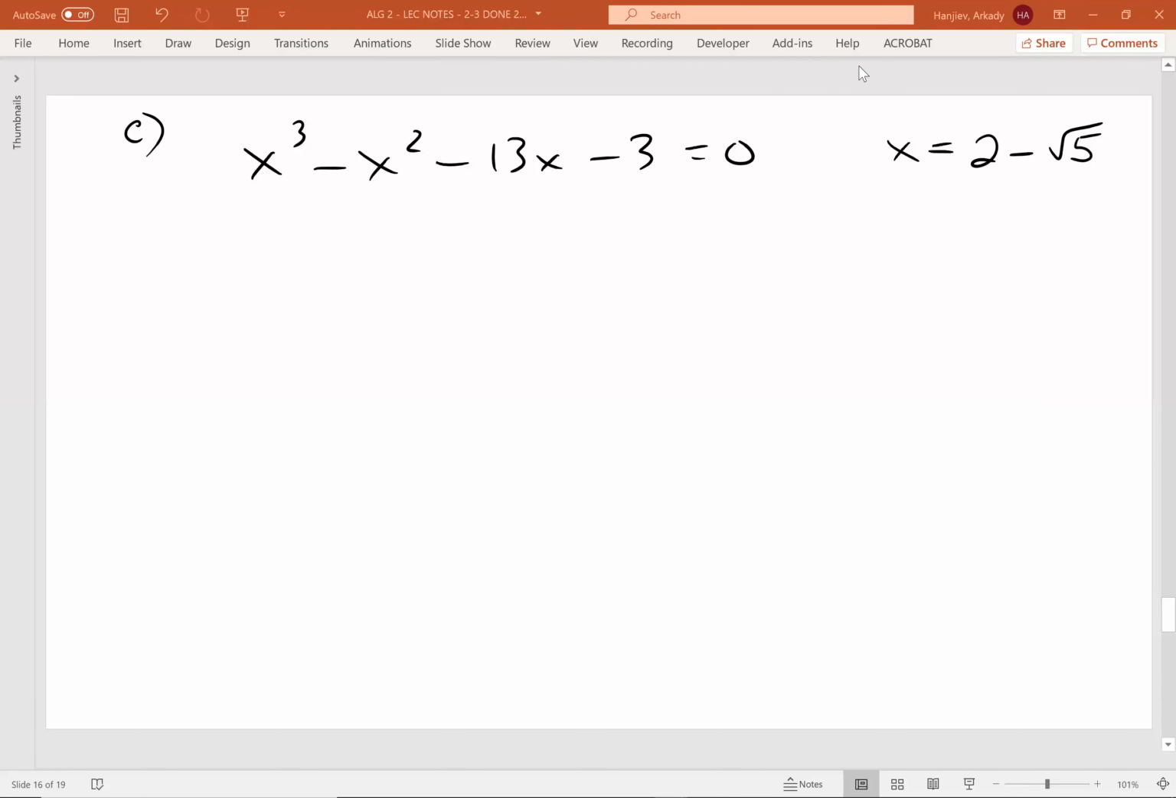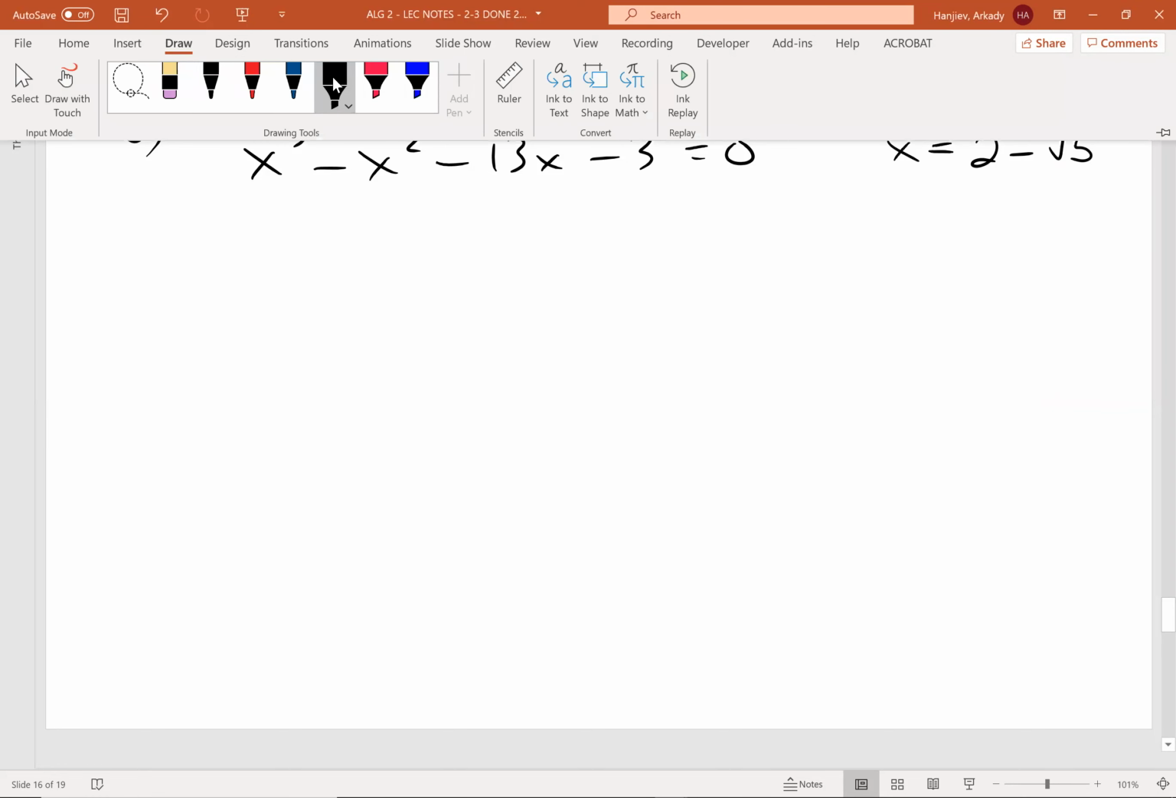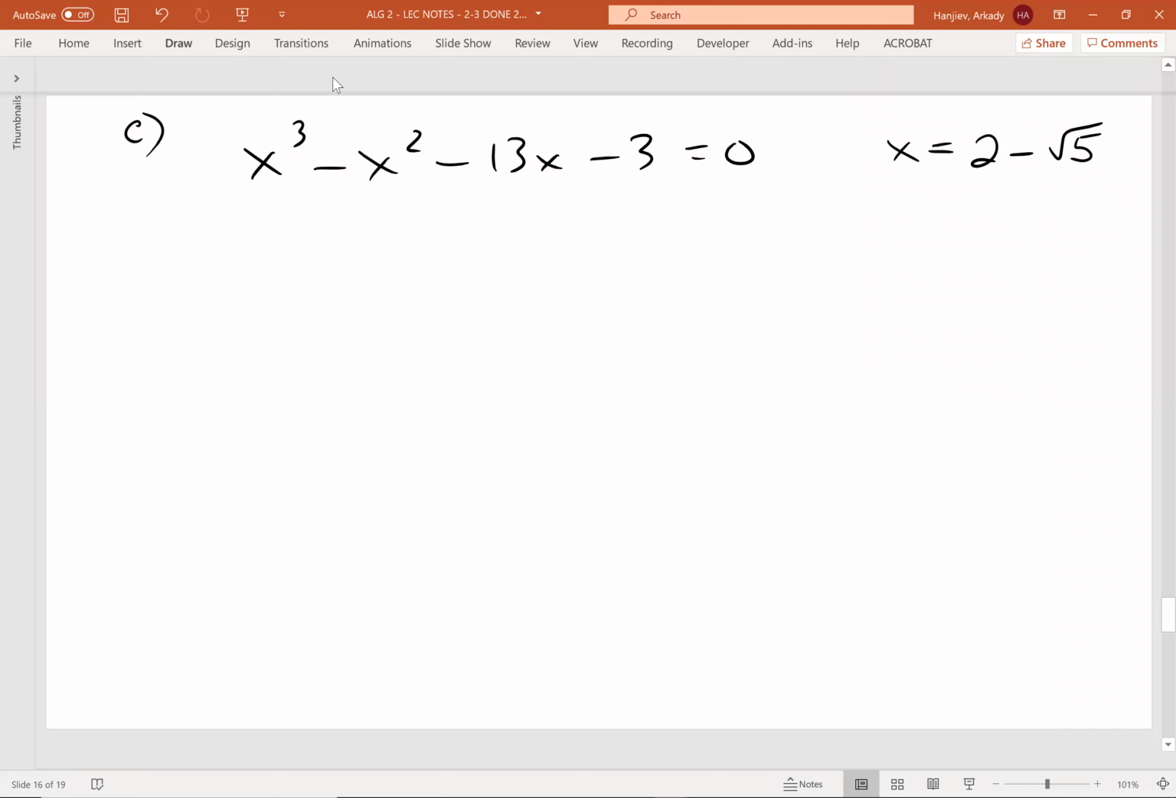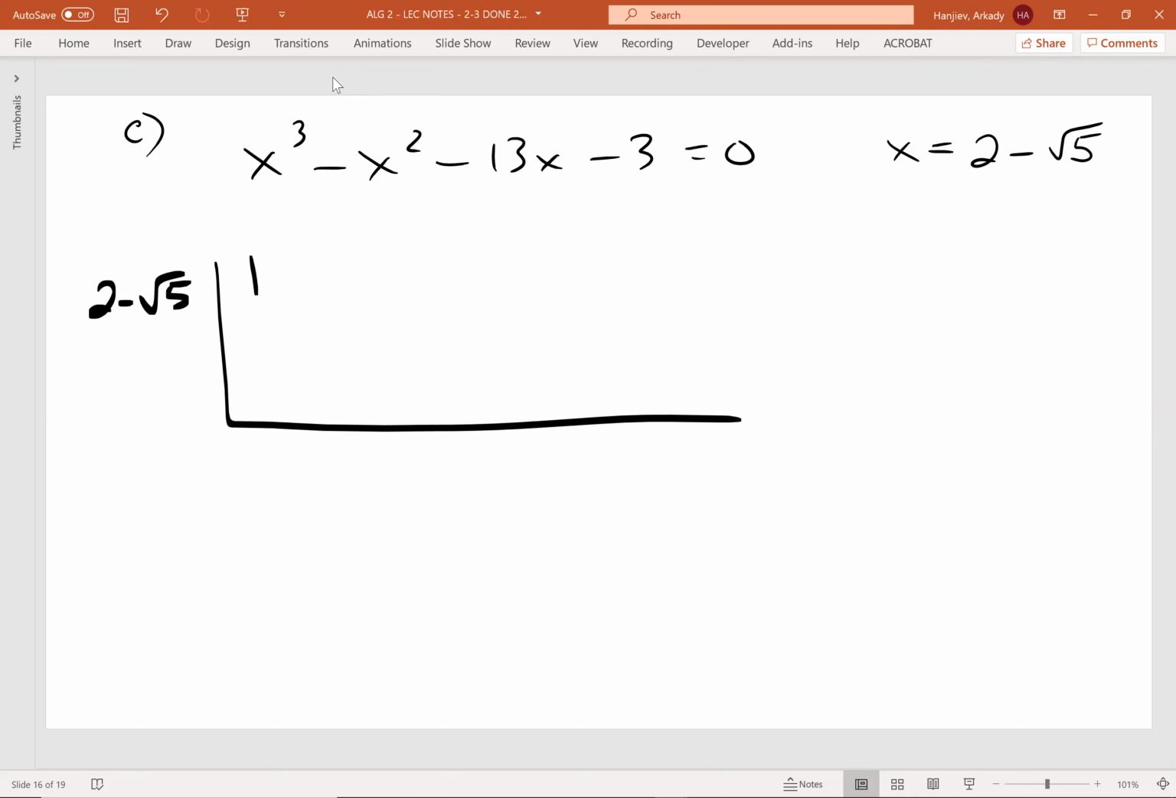All right, let's go. This is 2 terms now. 2 minus root 5 on the outside, and we're going to do a little bit of work here. So 1, negative 1, negative 13, negative 3. I'm going to go all the way out here. 1 comes down. Multiplying together, 2 minus root 5. Everybody good there? And this is where the trouble began.